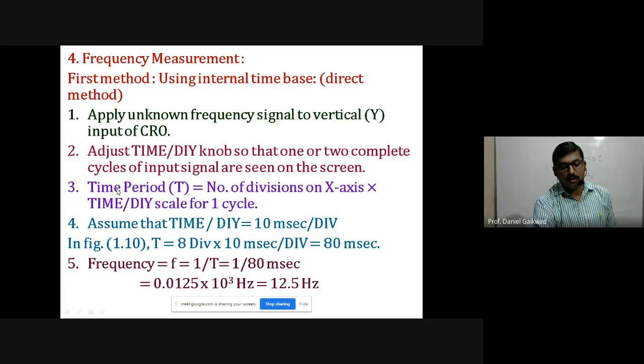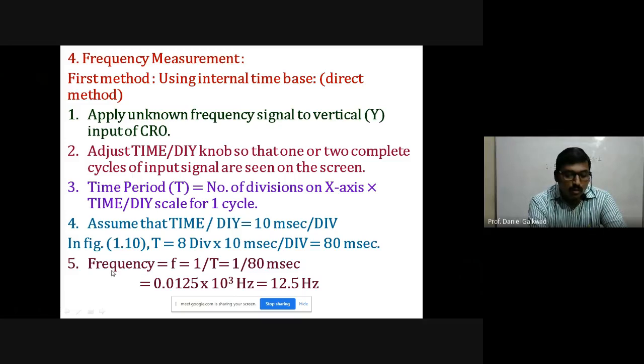Now, third, time period T is equal to the number of divisions on the x-axis into the time per division scale on the x-axis. Here is the same calculation of time period. When we calculate, check carefully, assume that time per division is equal to 10 millisecond per division. In the figure, 8 divisions and 10 millisecond per division we have set as the knob of time per division. So 10 into 8 is 80 millisecond.